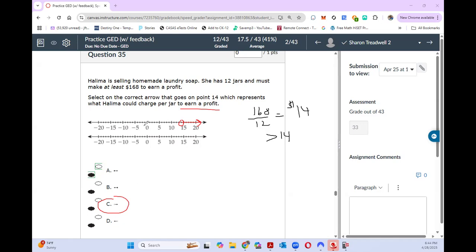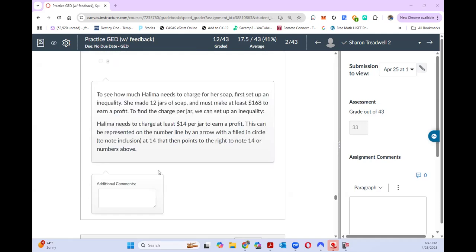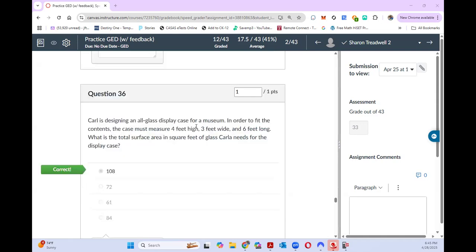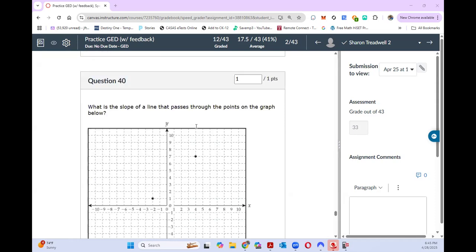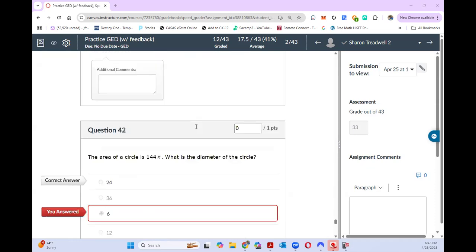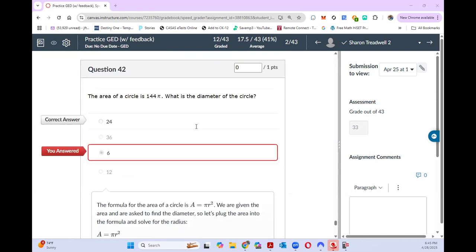And I don't even know why they even have a negative, because you can't sell negative jars. Or you can't sell it for negative money. That doesn't even make sense. But again, for most intents and purposes, this is not a GED type question. It's a HiSET type question. But there's the explanation. I got the $14, I just didn't know to do the other thing with it. So what's important is, you've got to know how to do this.